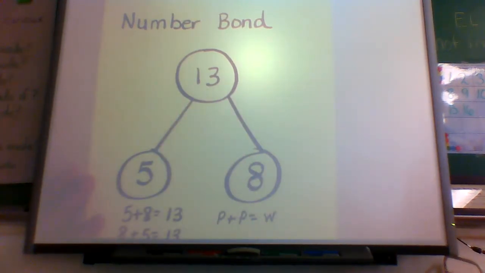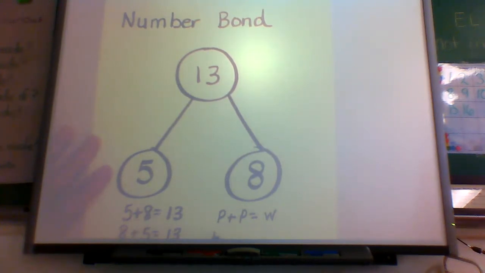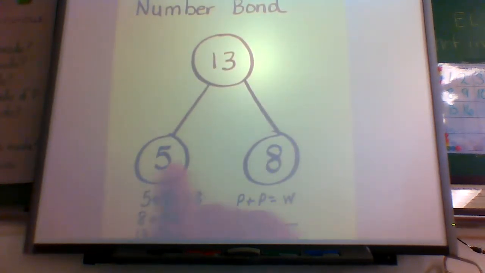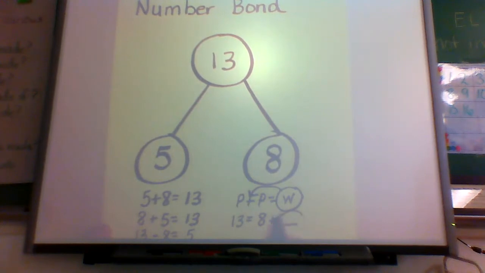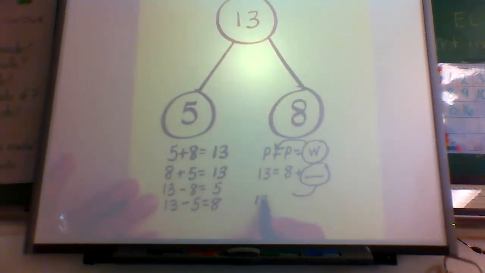But what about a number sentence that has something like this? 13 equals 8 plus blank. So we're missing the part. If we're missing a part, to find a part, you need to subtract. Okay? So let's say we have 13 and we know that one part is 8, then the other part is 5. And to find that, we're taking that 8 away and seeing the 5. So if you're trying to find the whole, you're going to add. But if you're trying to find a part, you're going to subtract.